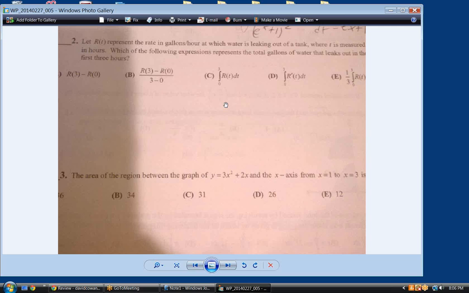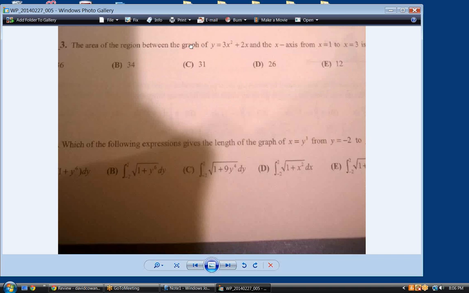I'm thinking it's just C. Yeah, exactly. In other words, that's the definition almost of integral as net change. We're going to integrate the function over the first 3 hours. Notice that this looks a lot like that, but it's not the same at all.